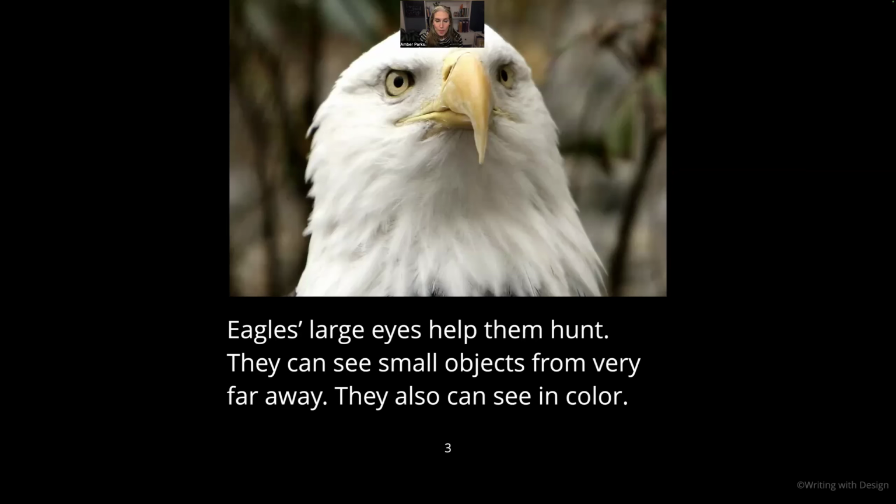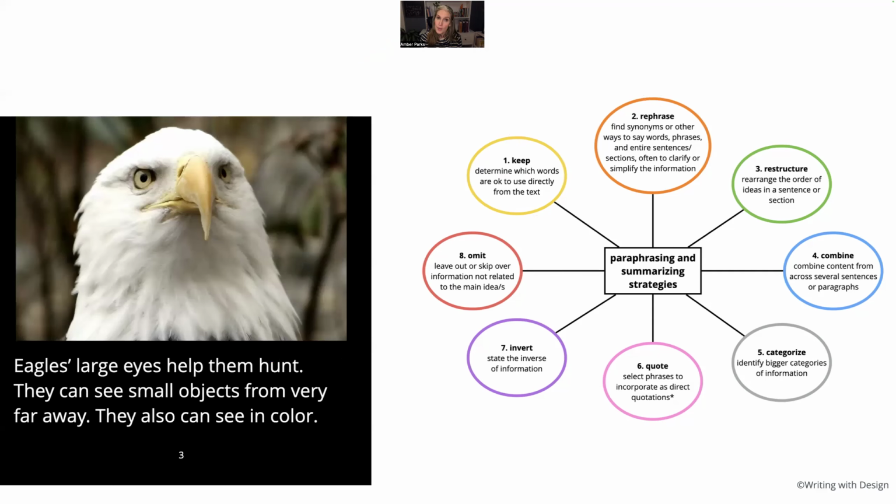"Eagles' large eyes help them hunt. They can see small objects from very far away. They can also see in color." So looking at strategy one: eagles, eyes, color.